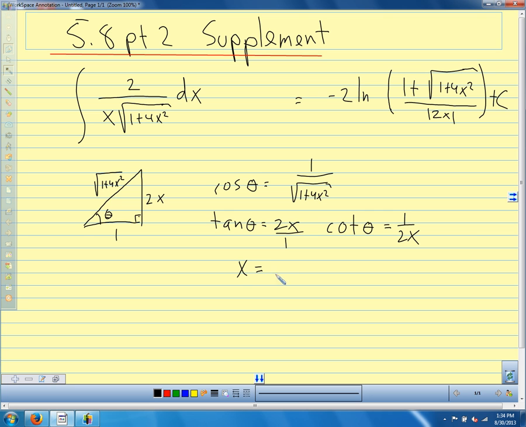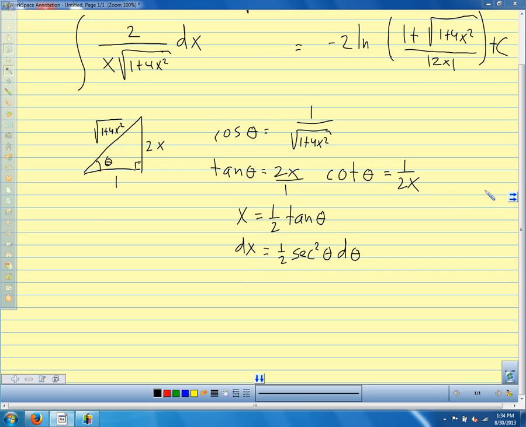So if I solve this to come up with my dx, x equals 1/2 tangent theta. dx is 1/2 secant squared theta d theta. And now I think we have everything we need to put into our integral. When I substitute these values into the integral, we have 2 times the integral of cosine theta over 2 tangent theta times 2 secant squared theta d theta.